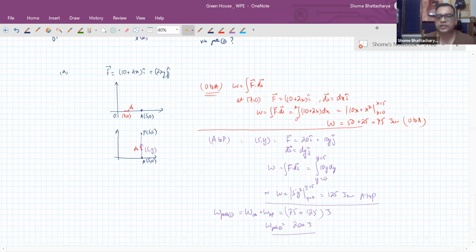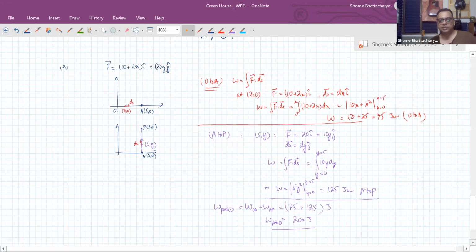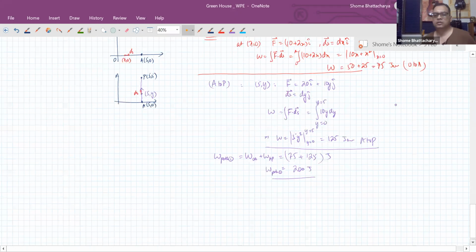Okay, so the calculation is all right. You have double checked. So both these values are correct, 75 joules and 125 joules. Yes. Okay, very good. Now let's come to the second part. Now the second part is a little bit different compared to the questions we've done last time. So let me explain how we'll do it.